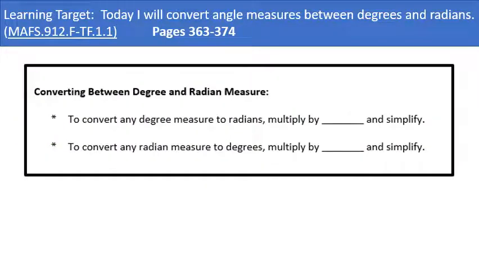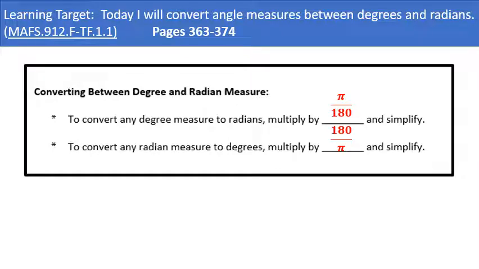Converting between degrees and radians. Here's the easy part. To convert any degree measure to radians, you simply multiply by pi over 180. And then simplify. That's it. Done and done. To convert any radian measure to degrees, you simply multiply by 180 over pi and simplify.